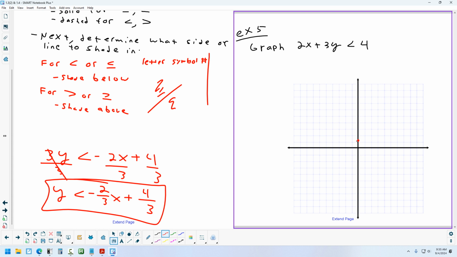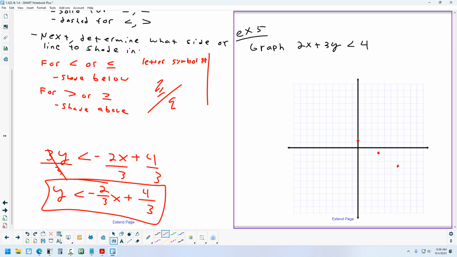But I would go down 2, 1, 2, and then right 3. 1, 2, 3. And there you go. You can do it one more time if you want. Down 2, right 3. Okay, so we've got three dots there, so we can kind of tell where our line's going to go. Now we have to decide if it's going to be a solid or dotted.